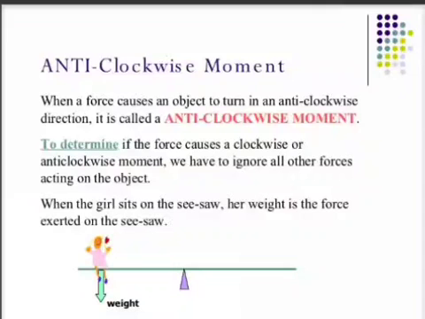Always you have to take a point of reference as the fulcrum. Fulcrum means what? It is an axis of rotation. You can say the axis of rotation. For example, when you are opening the door, your door has hinges. Hinges are nothing but the axis of rotation, or you can say fulcrum.